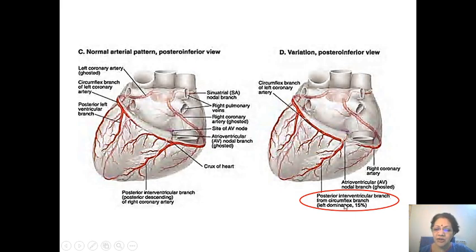So the posterior interventricular branch, left dominance is 15%, right dominance is 85%. So this one is the minor way. If there are 100 of us in the class, 15 of us will have this and 85 of us will have the normal arterial pattern, which is the posterior interventricular coming from the right coronary artery. Remember this, and remember that when we look at angiographs, you have to be able to interpret, because there are no labelings in the x-rays. You have to remember the tree from anatomical dissection and then interpret what you're seeing in the live angiogram.